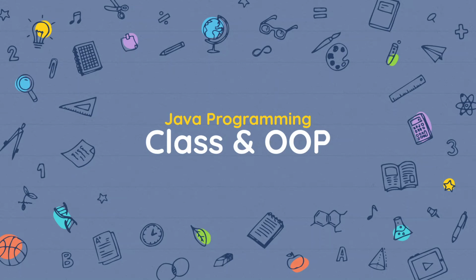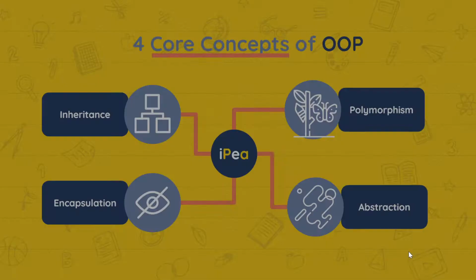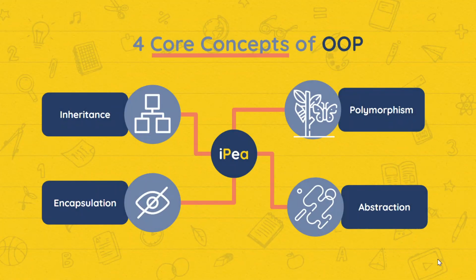Hello everyone, this is part 4 of the Java programming series on class and object-oriented programming. In the last video, we talked about what encapsulation is, which is part of the 4 core concepts of object-oriented programming: inheritance, polymorphism, encapsulation, and abstraction. In this video, we will dive in to find out what abstraction is.